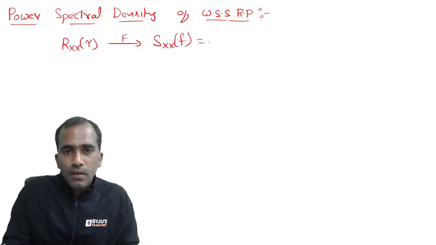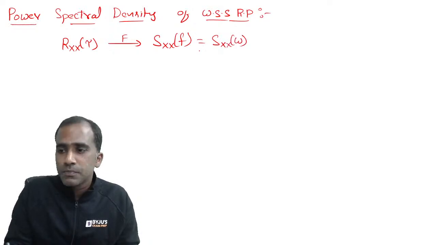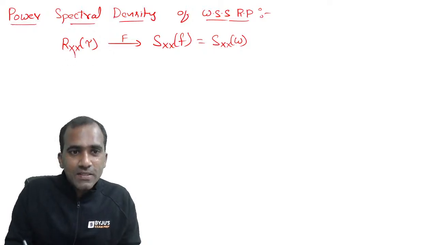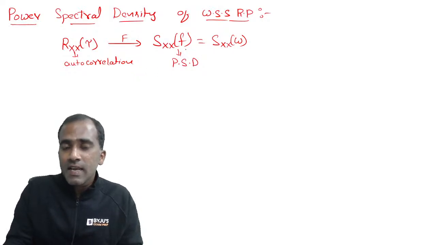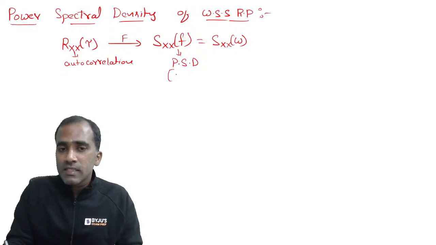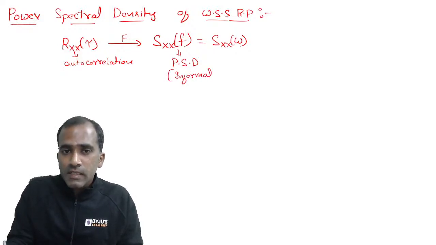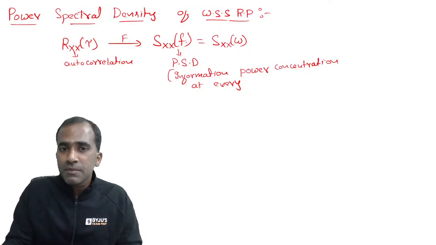But frequency, when you're talking about Fourier transform, you can write it as a function of f or a function of omega also. I mean omega, it's not w, it's omega. So the Fourier transform of the autocorrelation function, we call it power spectral density, in short PSD. Power spectral density has the information of power. It has information of power concentrated at every frequency. Power concentration or power density, you can call it. At every frequency, how much power is concentrated, that information is given by power spectral density.